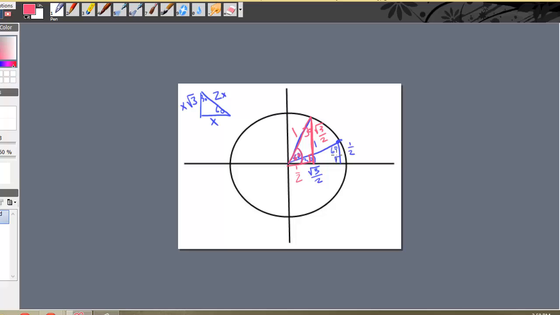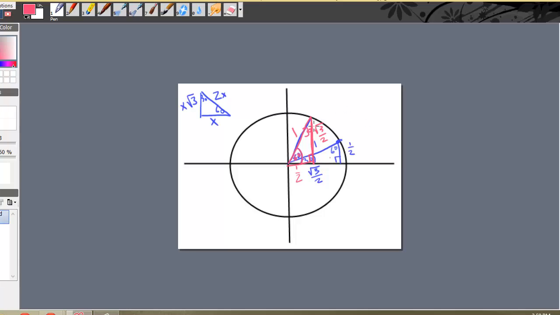Notice in this other 30, 60, 90 triangle, your 30 was in this lower corner here. So your x value and your y value are different in this case. Yes, they're both 30, 60, 90 triangles, but the 30 is in one place here, and the 60 is in that place in this triangle. So now we've gone over three different triangles on the unit circle, and we've labeled them.